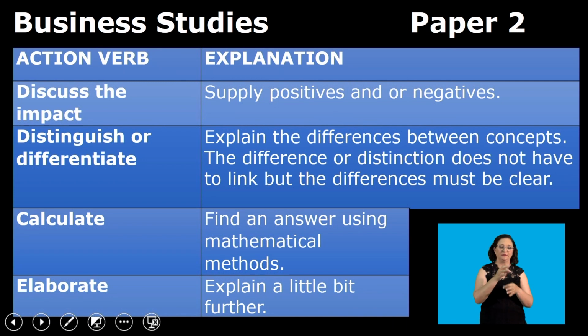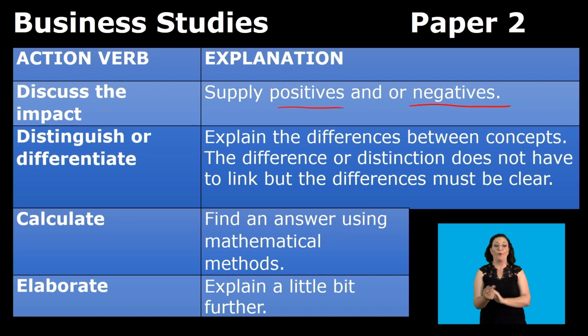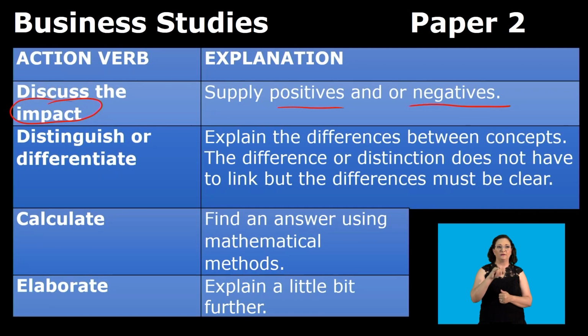When they say discuss the impact, you need to supply positives and or negatives. The minute you see the word impact, just know you have to give the advantages and or the disadvantages. Then when they say distinguish or differentiate, you explain the differences between concepts. The difference or distinction does not have to link, but the difference must be clear. So this can also be done in the form of a table whereby you're writing the differences. Like they said, the differences do not have to link, but they must be clear.